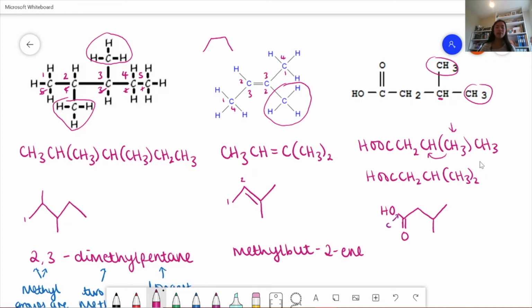And now we're going to look to naming it. So we've already identified that the longest chain is 4 carbons, so it's some kind of butanoic acid. And the thing about carboxylic acids is that we always give the carbon with the double bond O and the OH the number 1, because it's at the end. It's always at the end, so we give it the number 1, and so we label it like 1, 2, 3, 4 like this, and so the methyl group would be on the 3. So the name of this molecule would be 3-methylbutanoic acid.